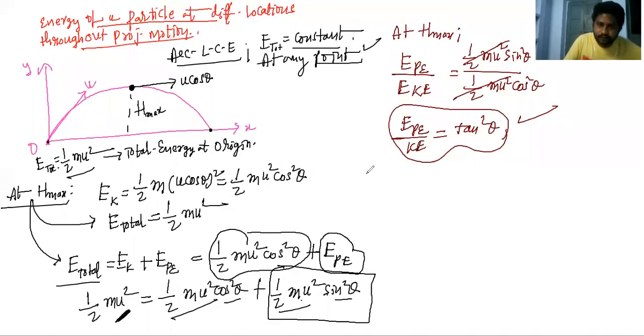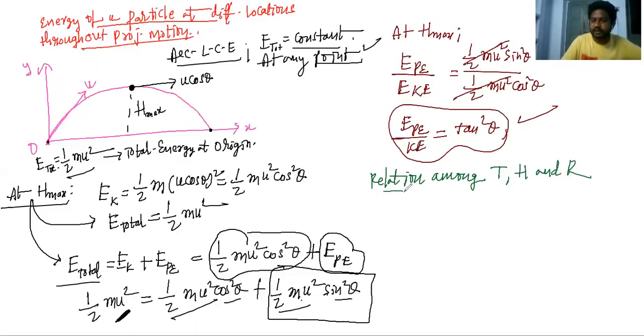The relation among time of flight, maximum height, and range of projectile. So one or two relations, I will prove them later on. I just give the relations, you need to check whether they are correct or not. So let me give you the first relation here.